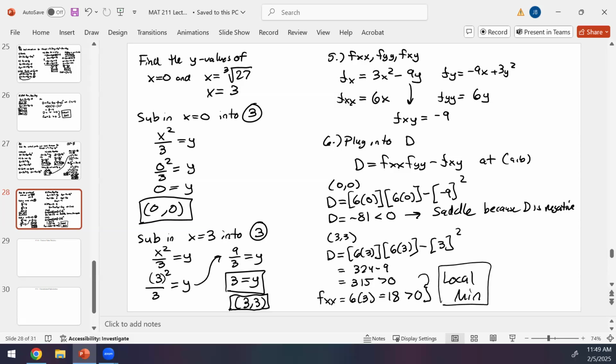Right there and right there. And so that's how you do the extrema when you have more than one point. So you just have to be able to check them for each partial derivative.